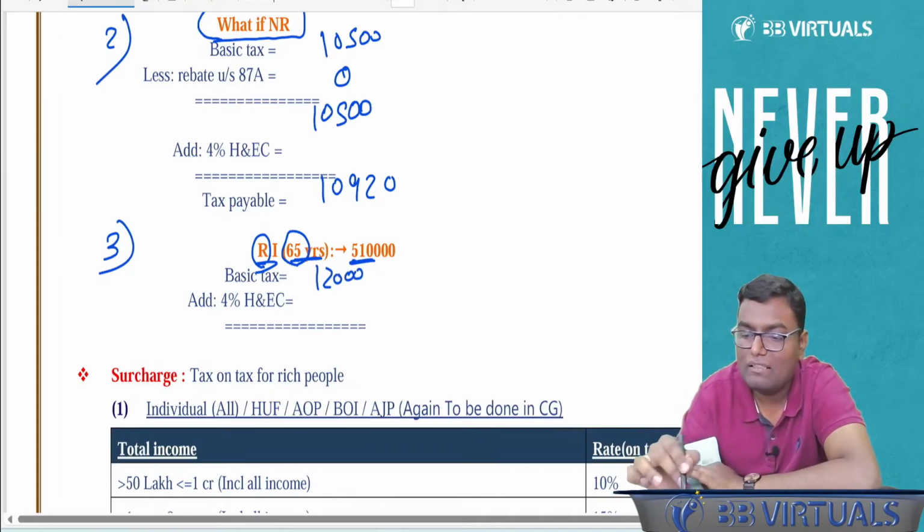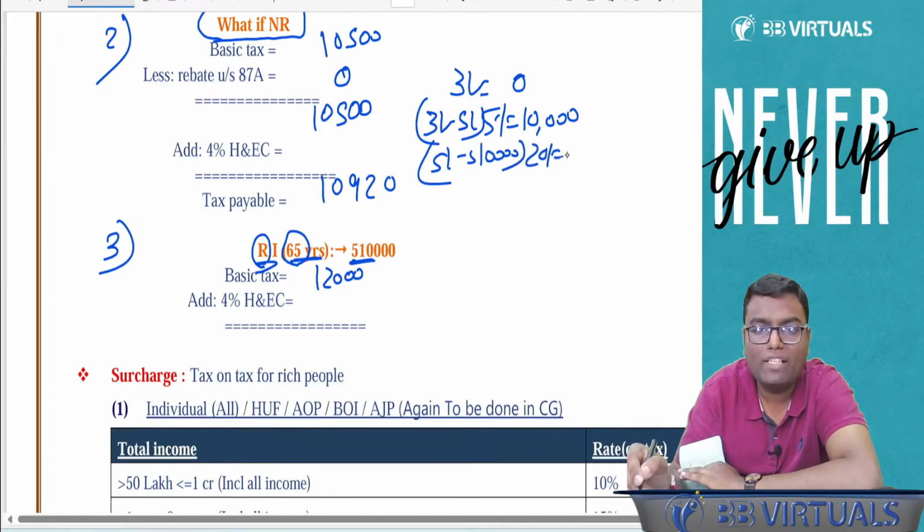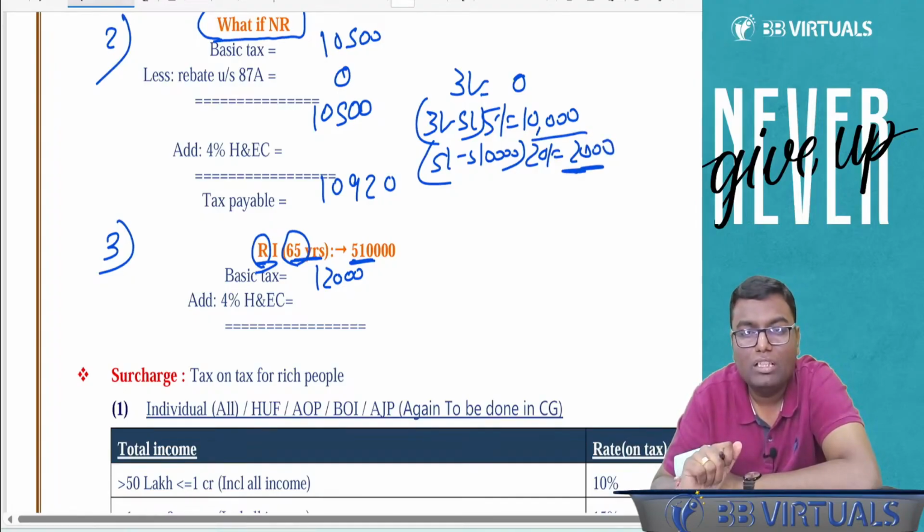Are you understanding this? So up to 3 lakh 0, 3 lakh to 5 lakh 5%, that comes to 10,000. 5 lakh till 5 lakh 10,000, that is on balance 10,000, I have to apply 20%, that is 2,000. Total basic tax 12,000. Tell me, rebate applicable or not applicable?